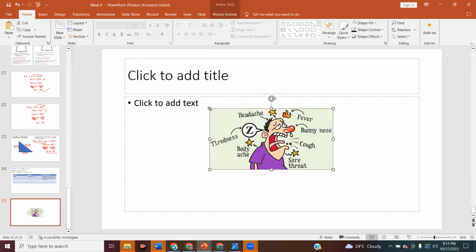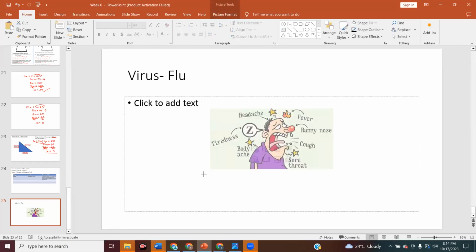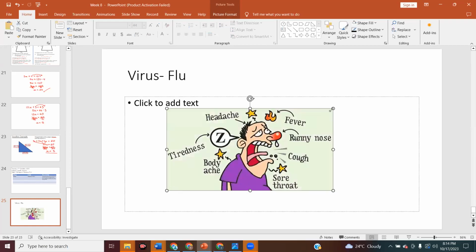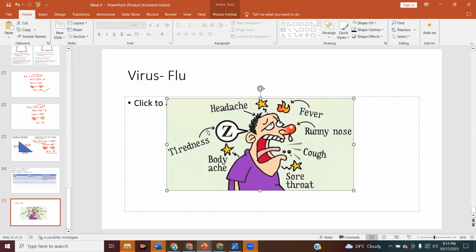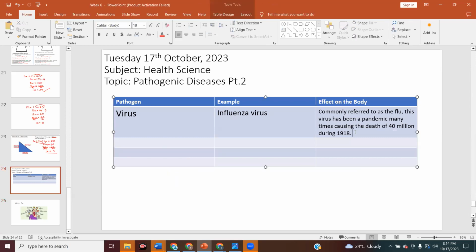So this person is suffering from some sort of flu. This is a virus. This is influenza. He doesn't look happy, right? None of us are happy when we have the flu. Tiredness, oh my goodness, headache, feel weak, you have a fever, runny nose, cough, sore throat, body ache. Those are some examples of the effect on the body.